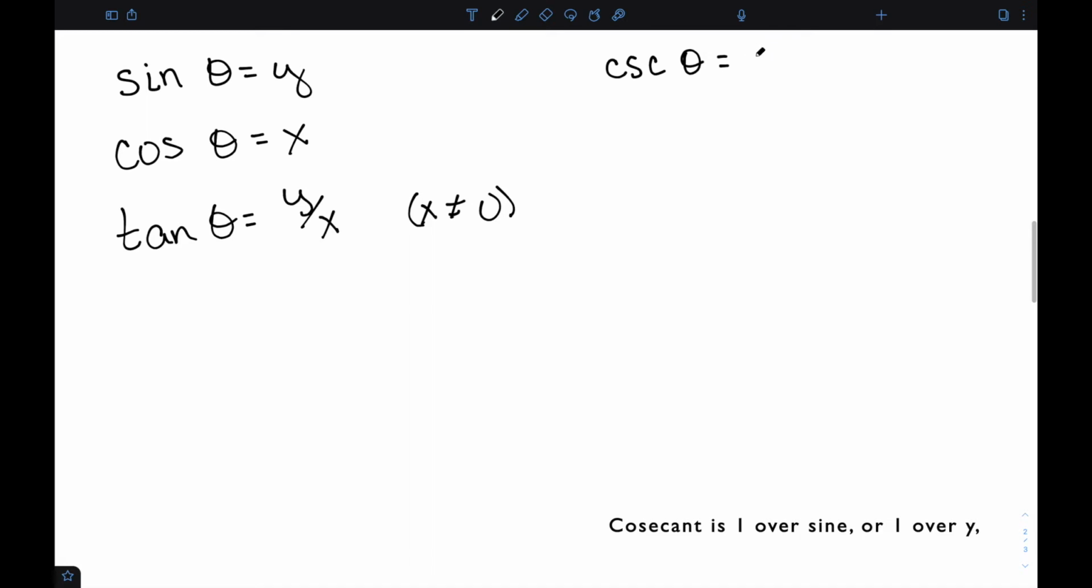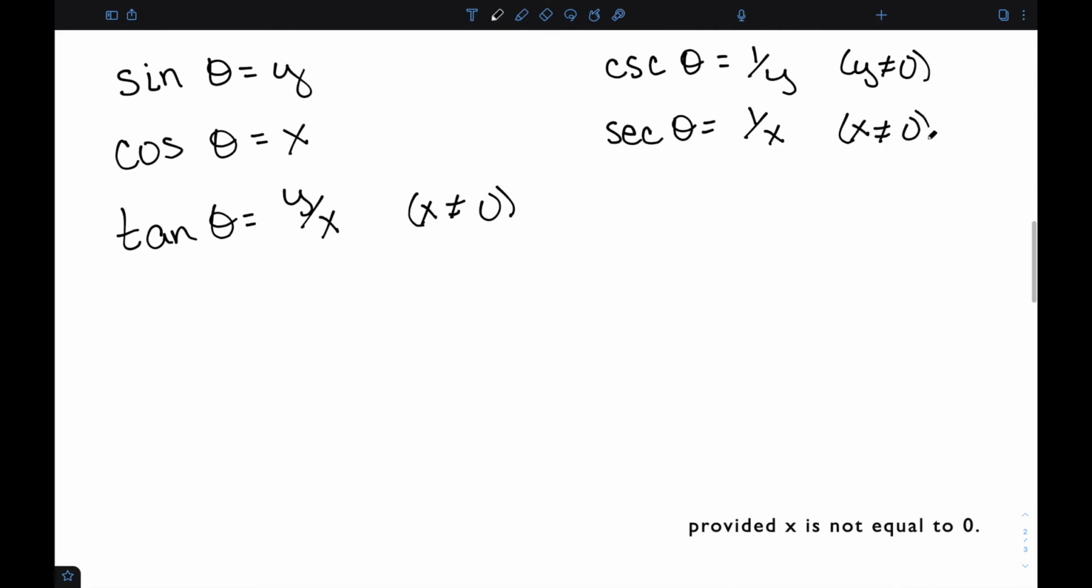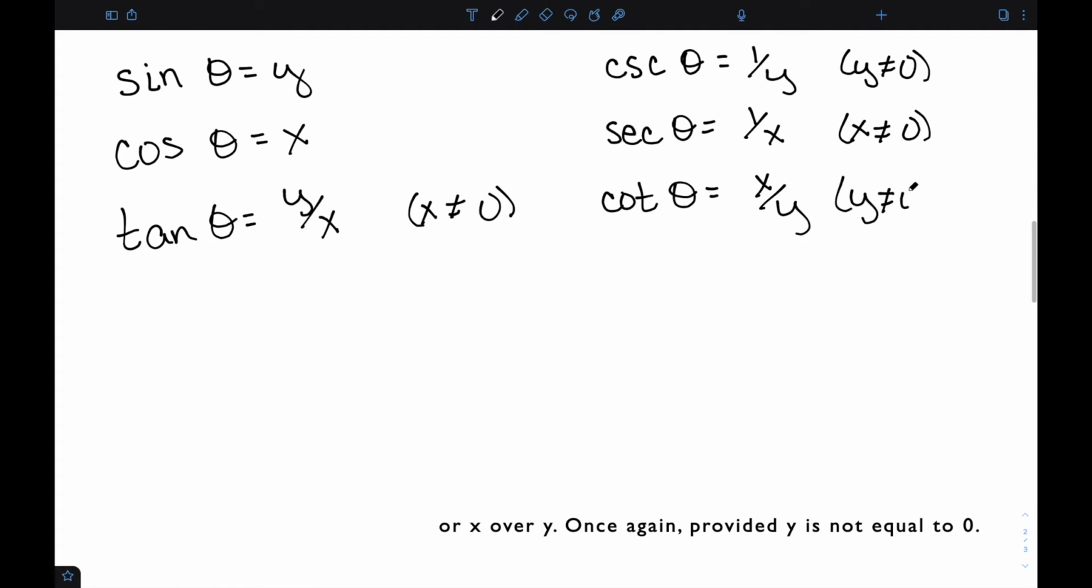Cosecant is 1 over sine, or 1 over y, provided y is not equal to 0. Secant of theta is 1 over cosine of theta, or 1 over x, provided x is not equal to 0. And cotangent of theta is 1 over tangent, or x over y, once again provided y is not equal to 0.